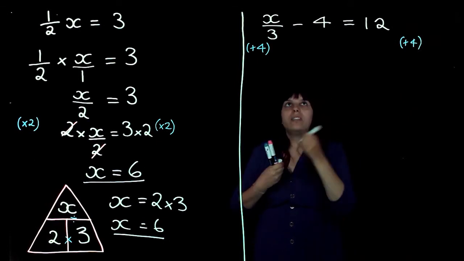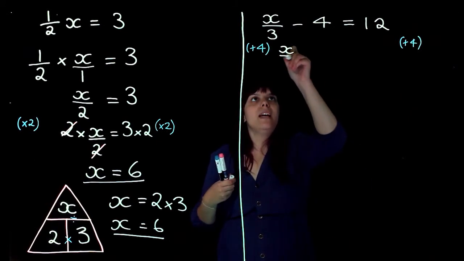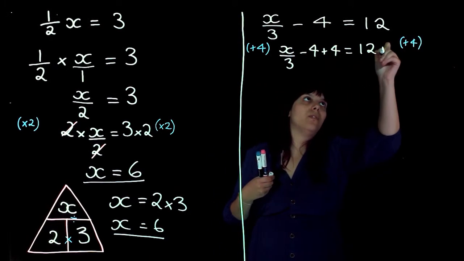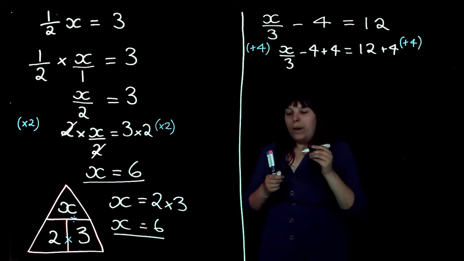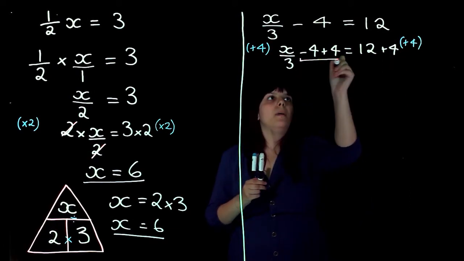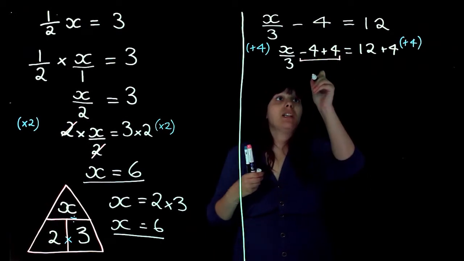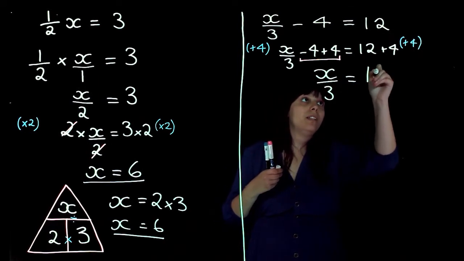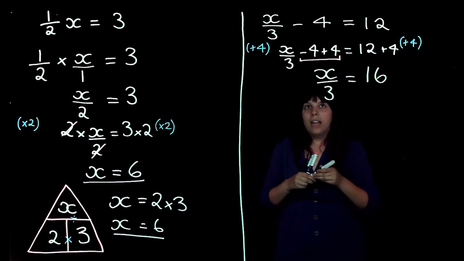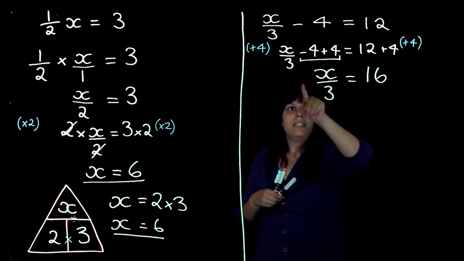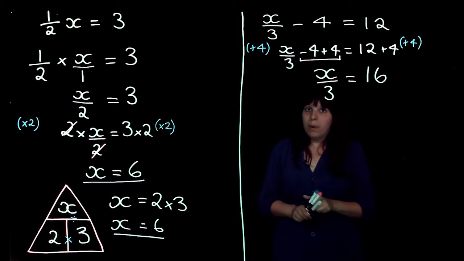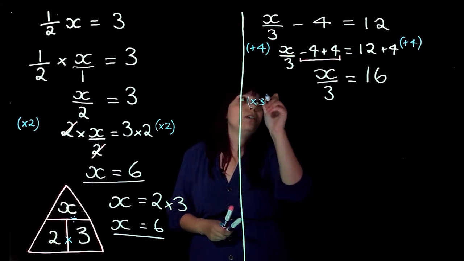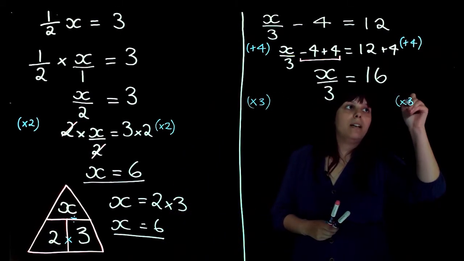So on this side, we're going to have x over 3 minus 4 plus 4 equals 12 plus 4. So we know that minus 4 and plus 4 gives us 0. So we're just going to be left with x over 3 on this side. And that equals 12 plus 4, which is 16. Now what we need to do is, because we're dividing by 3, we want to get rid of divide by 3. So how do we get rid of divide by 3? Times by 3, because that's the inverse. And we do that to both sides to keep our equation balanced.